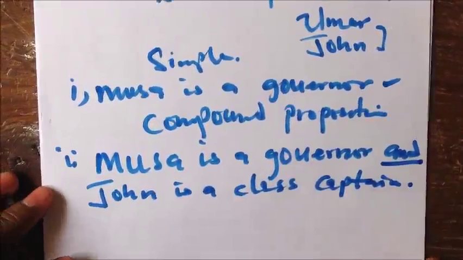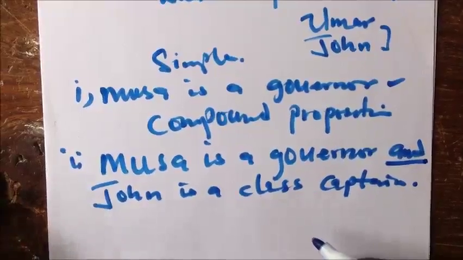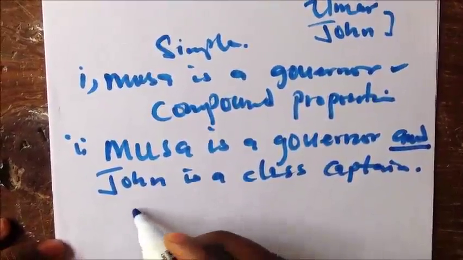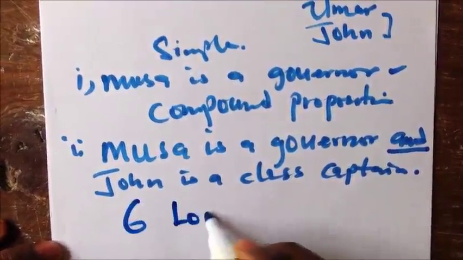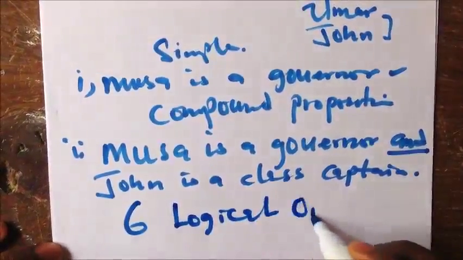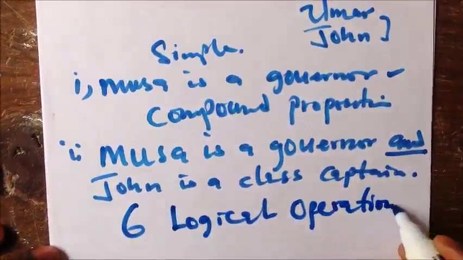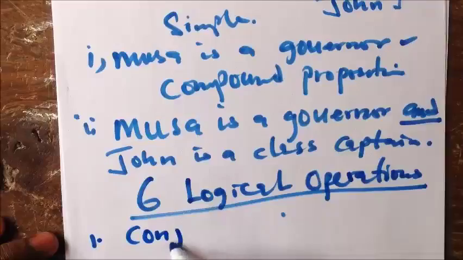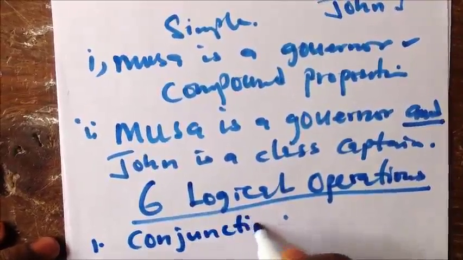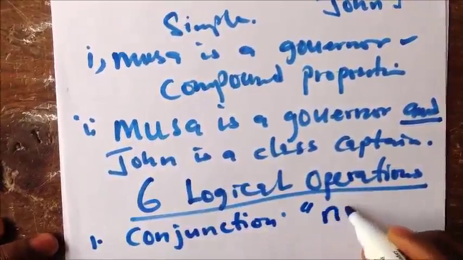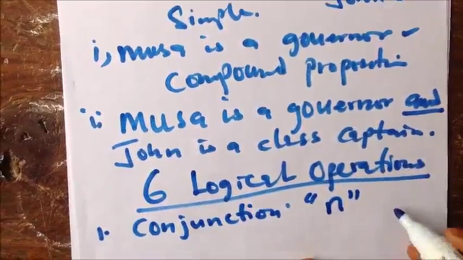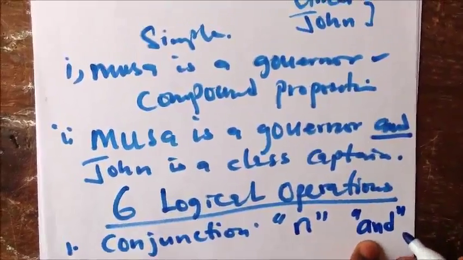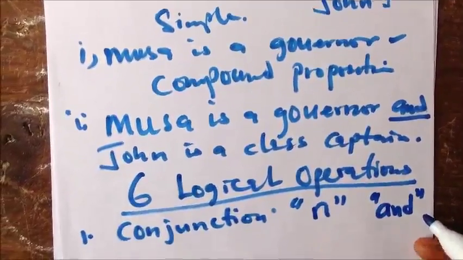So now let's talk about the connectives. We call them logical operations. There are 6 logical operations. The first one is conjunction. This is the symbol of conjunction, and it normally comes in the form of "and". If you see "and" in a statement, it means conjunction.